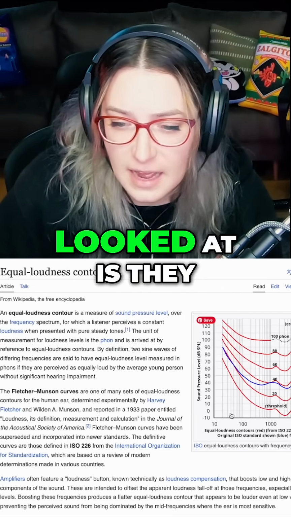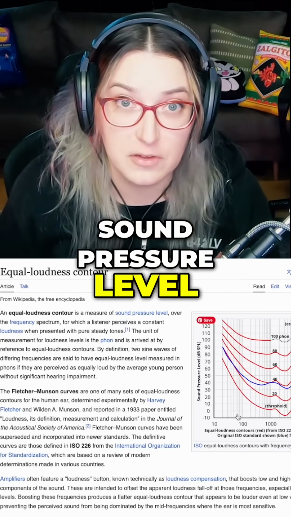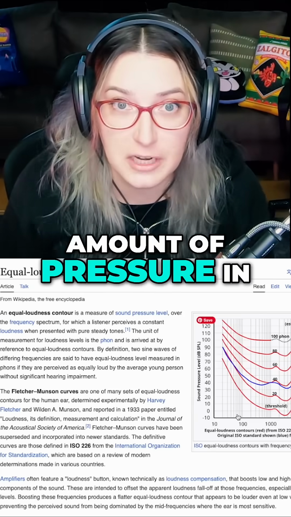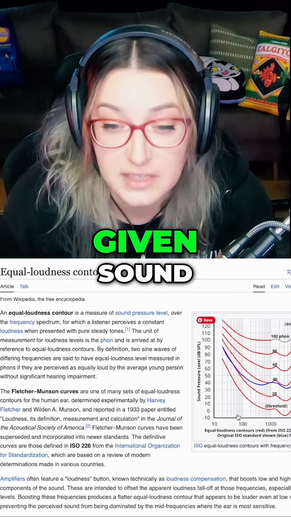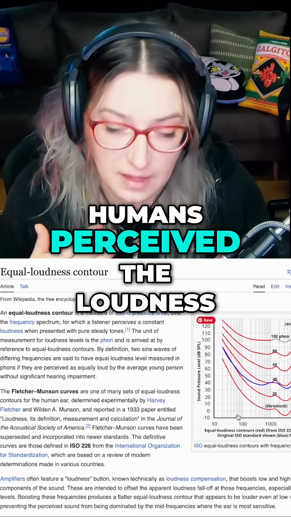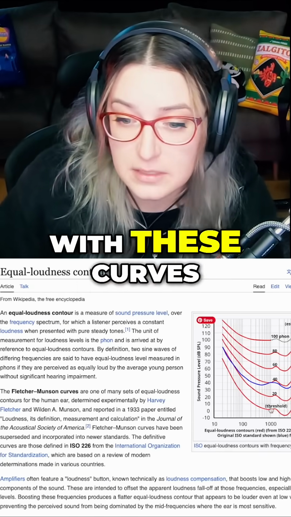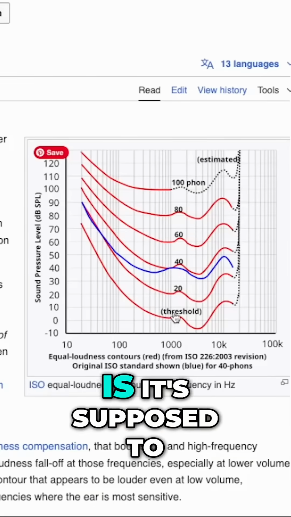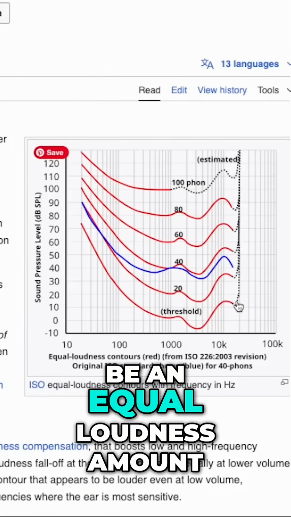But basically what they looked at is the actual sound pressure level. So that's the actual amount of pressure in the air with any given sound. And they tested how humans perceived the loudness. So what we realized with these curves, each of these lines is supposed to be an equal loudness amount.